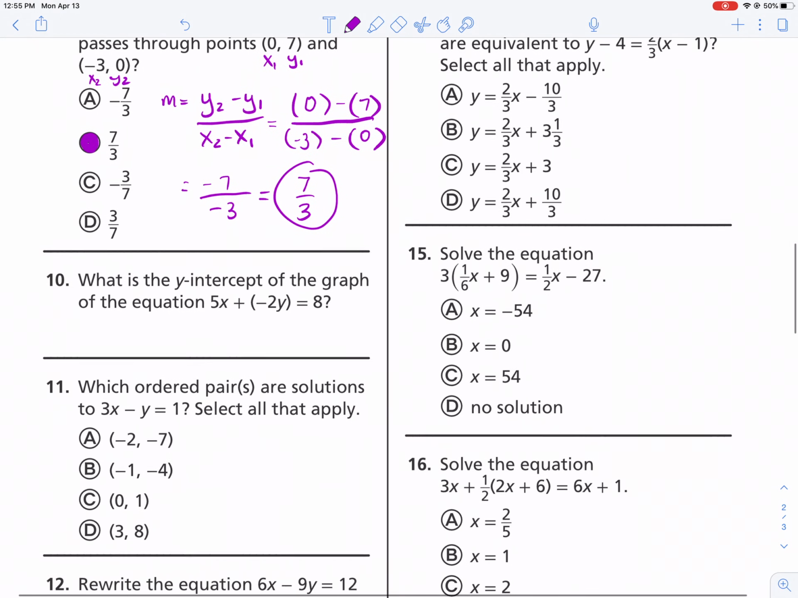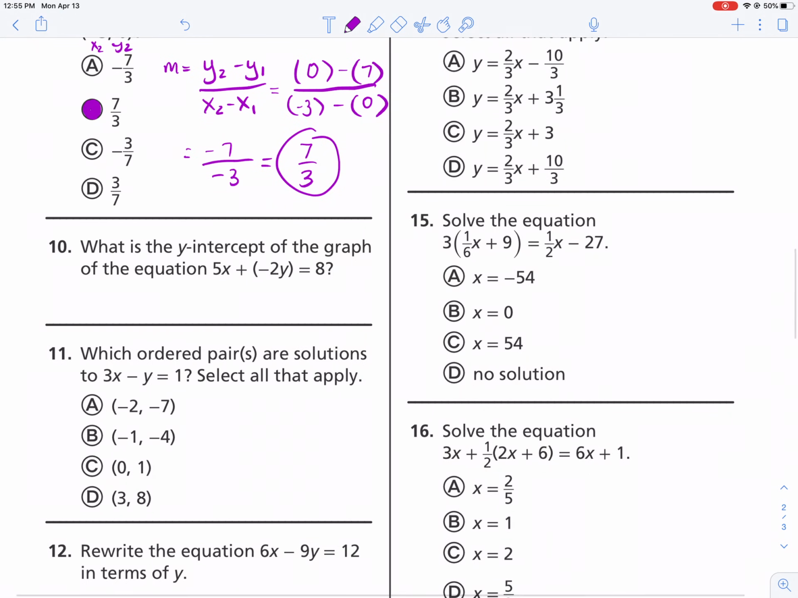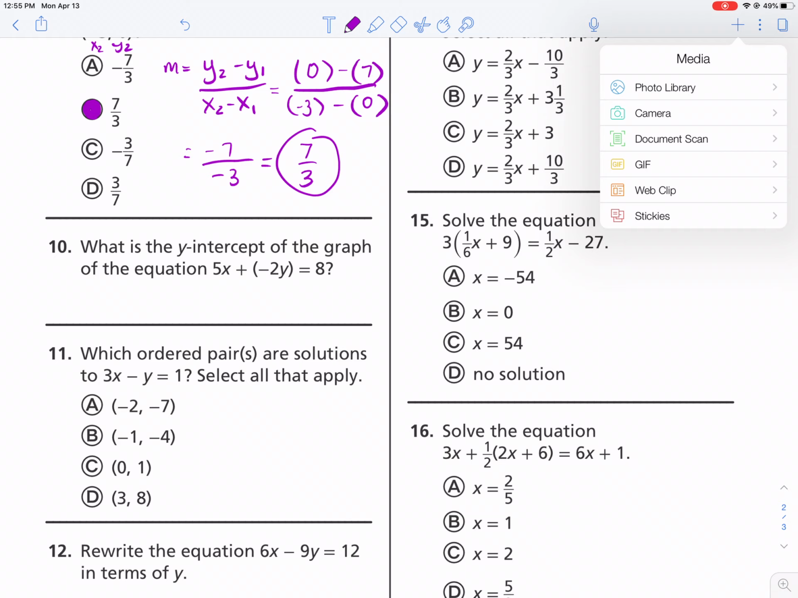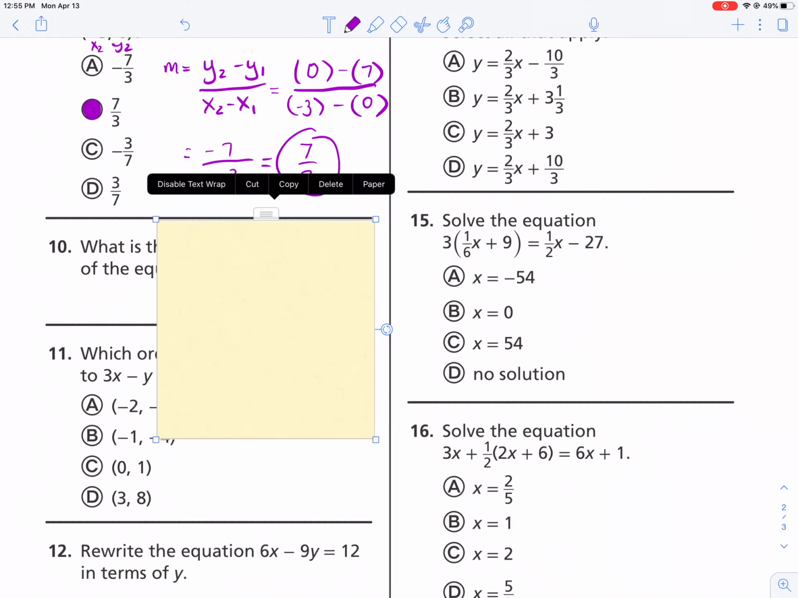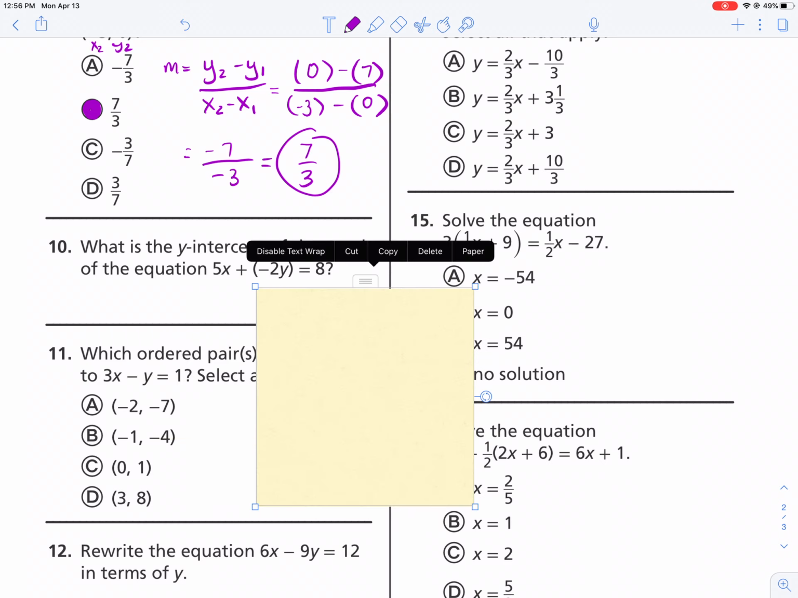Going to number 10. What is the y-intercept of the graph of the equation 5x plus a negative 2y equals 8? I think they do the plus the negative 2y maybe to give you just a different form, to show you how to do it, or maybe just to throw you off a little bit. But we want to know the y-intercept, so we want to put it in y equals mx plus b format. So I'm going to use a sticky note, so we got some space for this one, just to show some work.